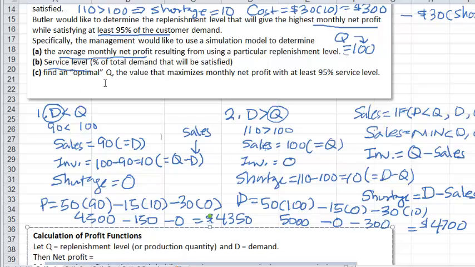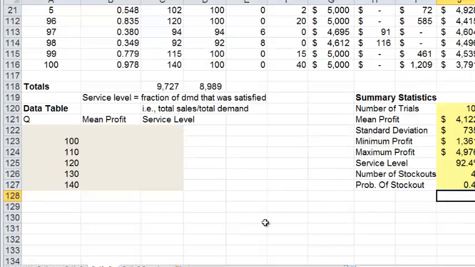Now we would like to find the best replenishment level, the one that maximizes monthly net profit with at least 95% service level. Now, does the Q of 100 give you at least 95% service level? Let's see. Oh, no, it's only 92.4%, which tells me I should try some higher Q values, because the more we order, the higher the service level will be.